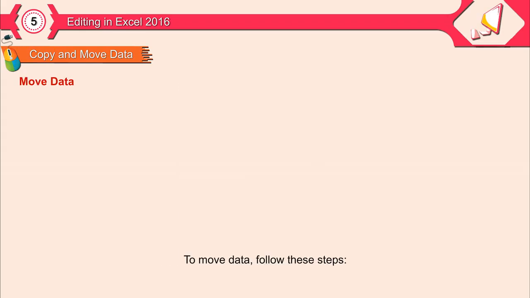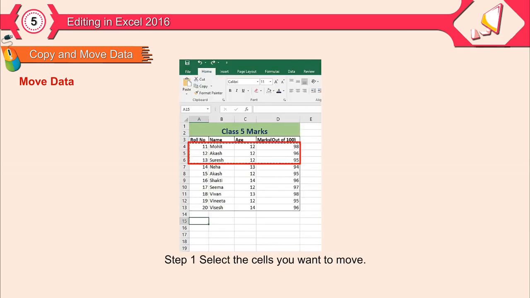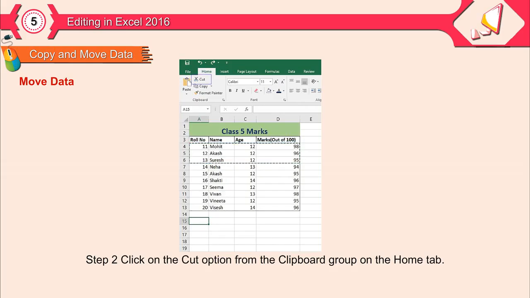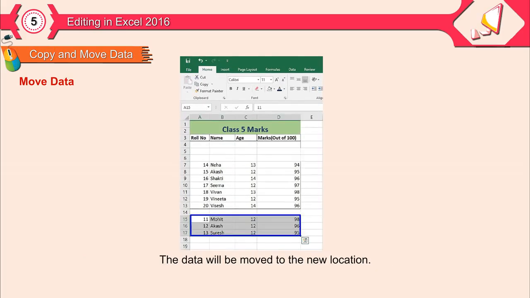Move data. To move data, follow these steps. Step 1. Select the cells you want to move. Step 2. Click on the Cut option from the Clipboard group on the Home tab, or right-click and select the Cut option from the context menu. Step 3. Click on the first cell where you want to move the selected data. Step 4. Click on the Paste option from the Clipboard group on the Home tab, or right-click and select the Paste option from the context menu. The data will be moved to the new location.